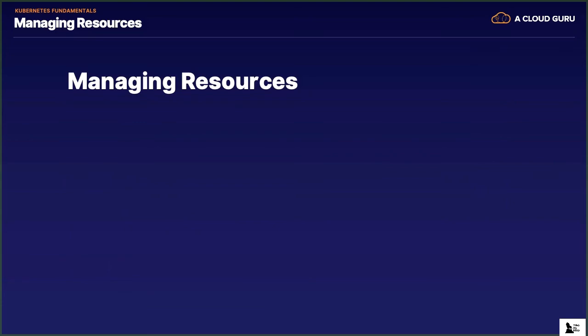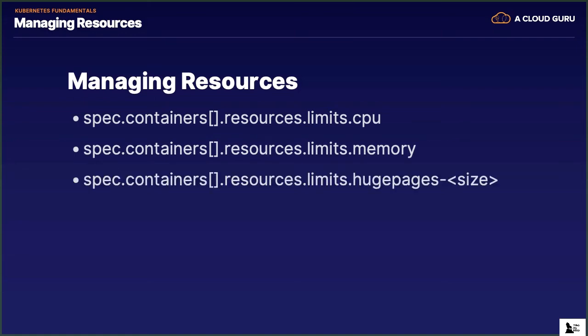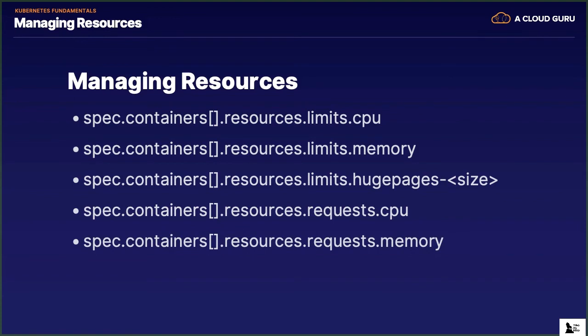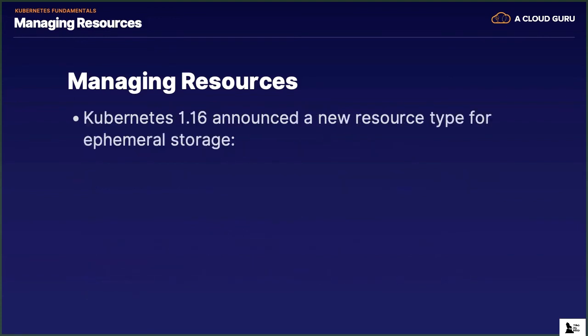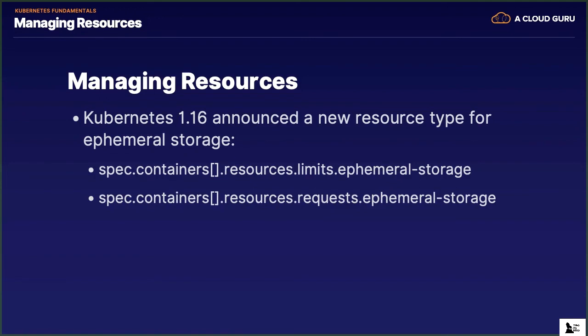Kubernetes offers a number of different resource controls that we can put in place, including CPU limits, memory limits, page size limits, requests by CPU, requests by memory, and requests by huge pages. Kubernetes 1.16 also announced a new resource type for ephemeral storage, where you can manage ephemeral storage limits and requests.